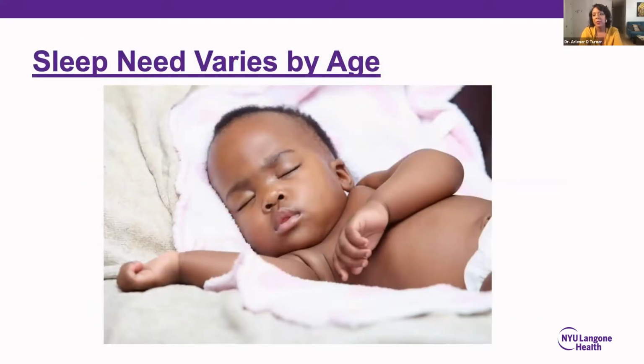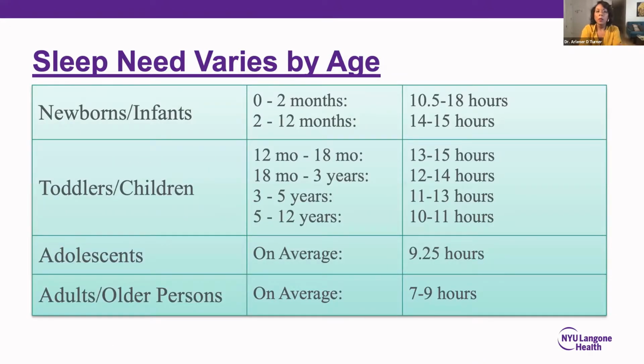So of course, sleep need varies by age. This is something we all kind of know, right? Everyone says sleep like a baby, and it's no wonder. Look how peaceful he looks, right? So newborns and infants from about 0 to 2 months spend about 10 and a half to 18 hours of sleep. 2 to 12 months, they spend 14 to 15 hours of sleep, or at least they should.